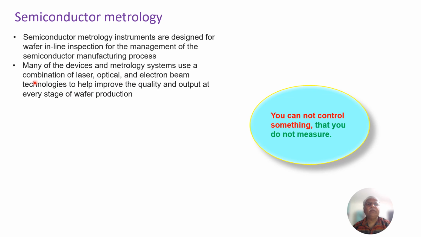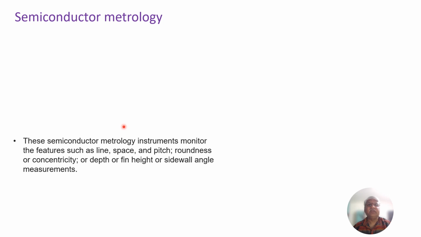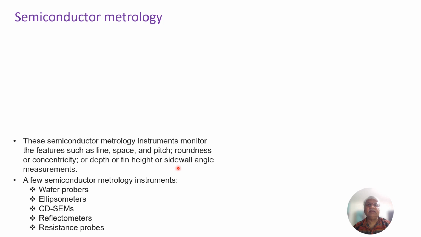Okay, so many of the devices and metrology systems use a combination of laser, optical and electron beam technologies to help improve the quality. There are around 400 to 600 steps in the overall manufacturing at critical points. These semiconductor metrology instruments monitor the features, as I mentioned, the space, pitch, roundness, sidewall angle and all.